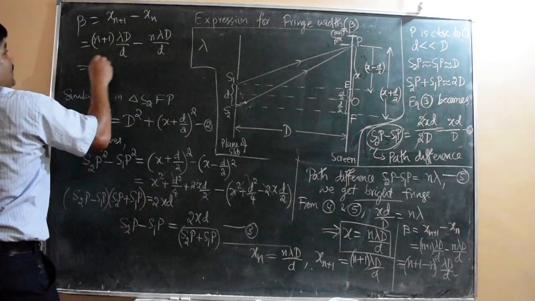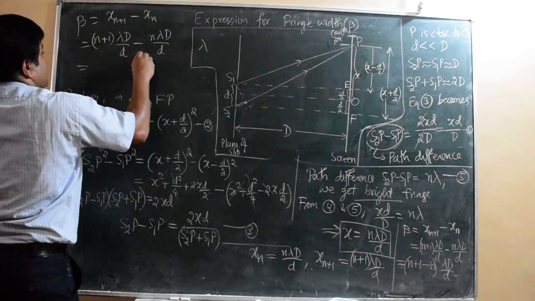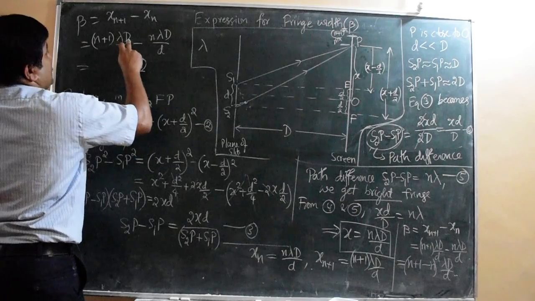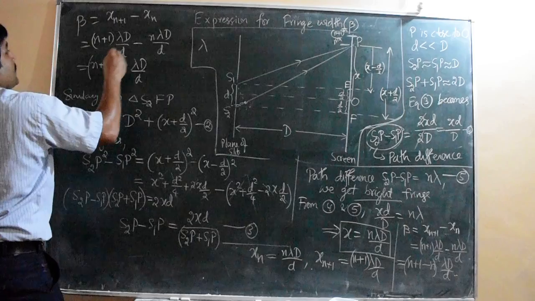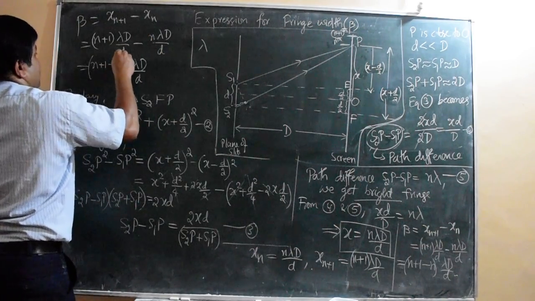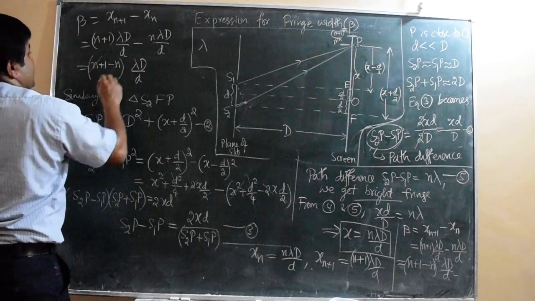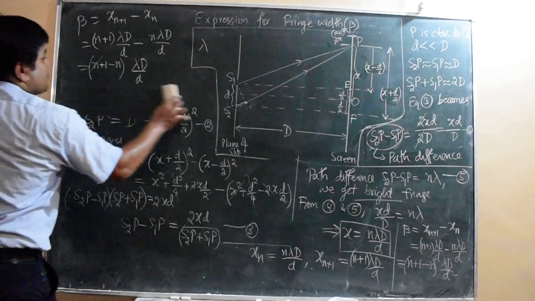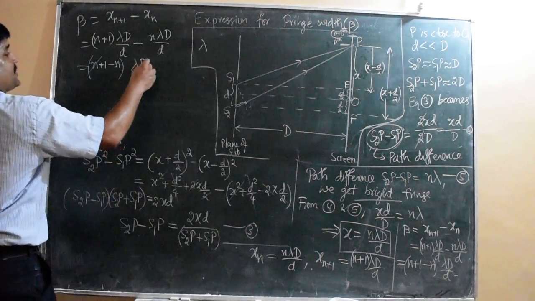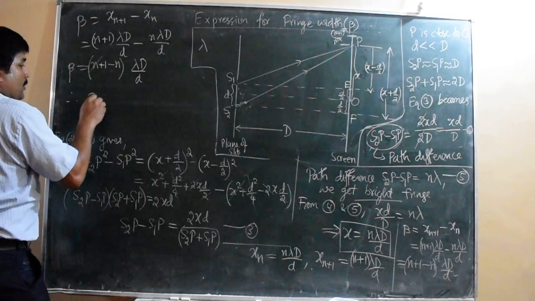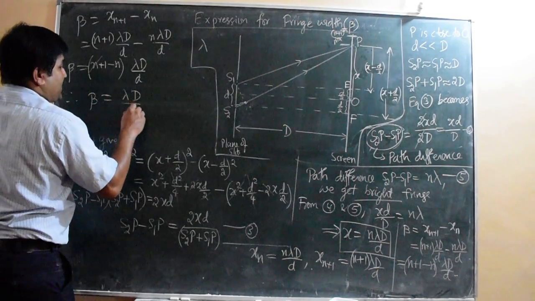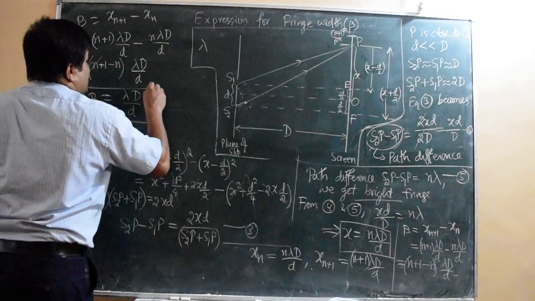Lambda D by d is common in both terms. What remains in the first term? n plus 1. What remains in the second term? Minus n. So n and this n cancel after subtraction. This much only remains, it is 1 here. Therefore beta equals lambda into D by d. This is the expression for the fringe width.